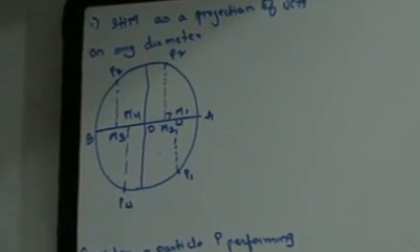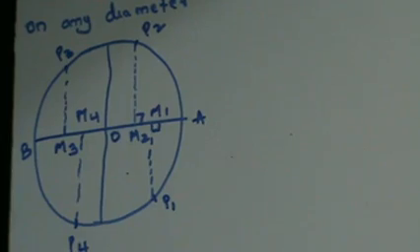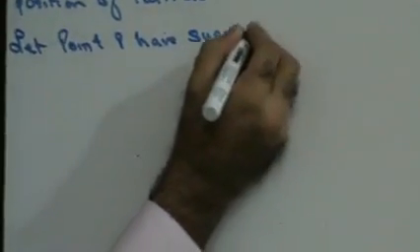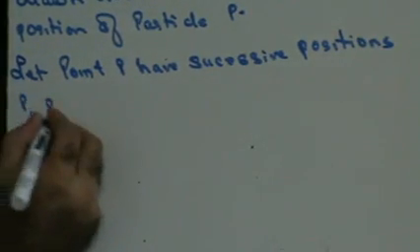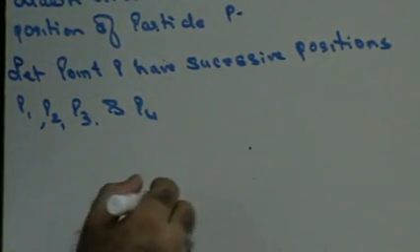Fine, do we get this thing clear? Right? So that is what I had said. Particle P is performing UCM along a circle whose diameter is AB and M is a particle which is the foot of the perpendicular of point P. Fine, do we get this in here? So you'll say let point P have successive positions P1, P2, P3 and P4, right?